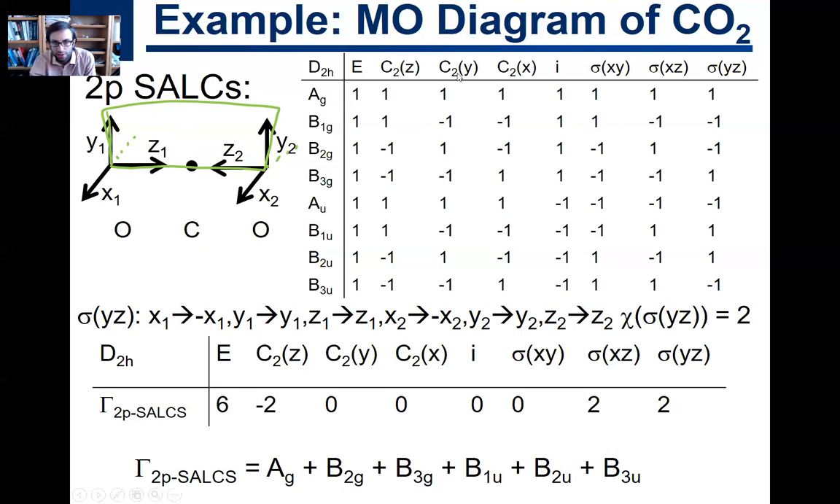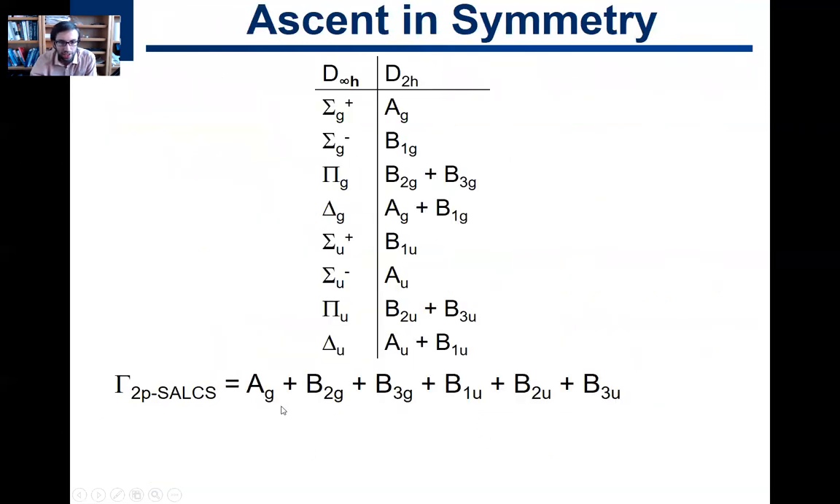1, 2, 3, 4, 5, 6, 7, 8. So 1 over 8 at the beginning of your formula. Plug it in. You're going to get Ag, all this, okay? Then use the correlation table, and you can see, all right, I have an Ag right here. That's going to get me a sigma g plus. I have a B2g and a B3g here. That's good for a pi g.